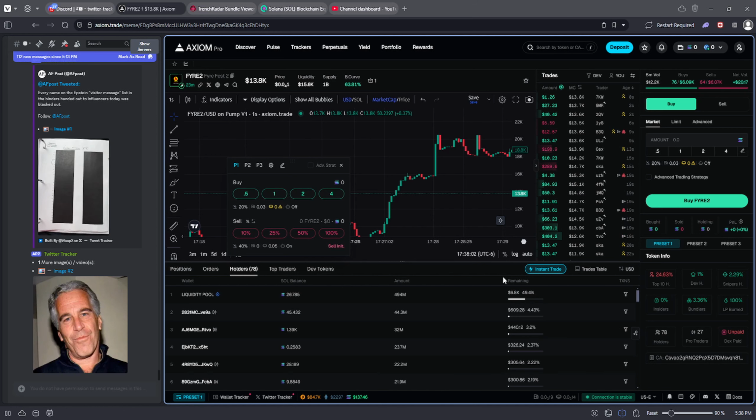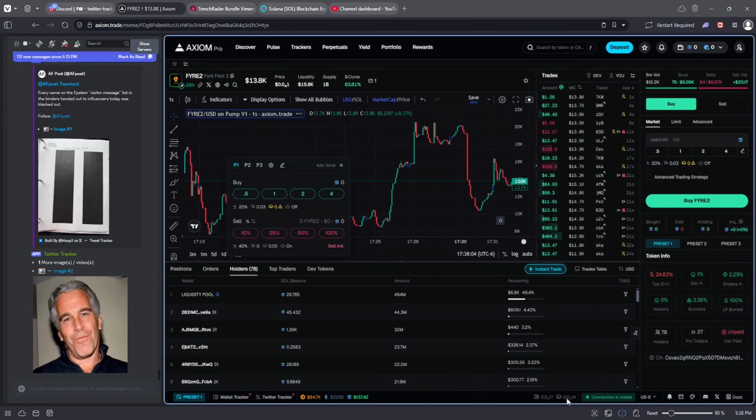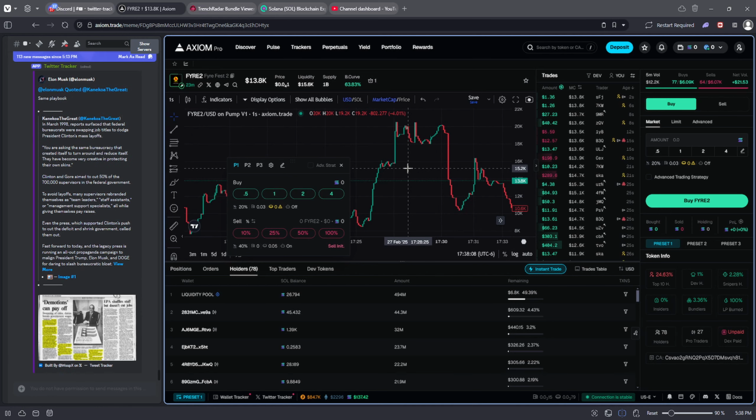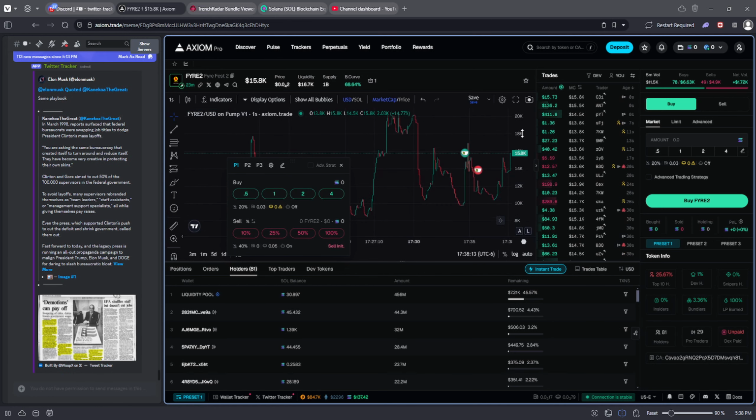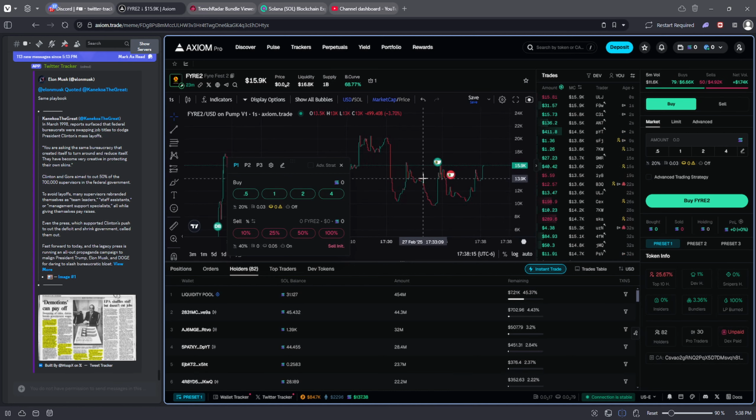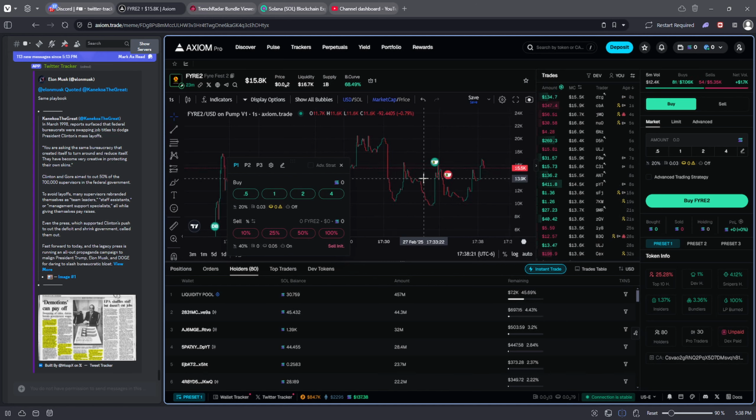So again, in high congestion times, I recommend upping your fee if you can afford it. It's going to get you faster fills. And Axiom Pro has the fastest fills across all of the different bots that are being used right now, like Photon, BullX, Axiom. You definitely want to be using Axiom. So check my link out so you can get access to this.